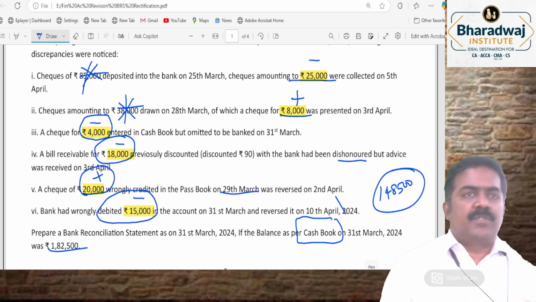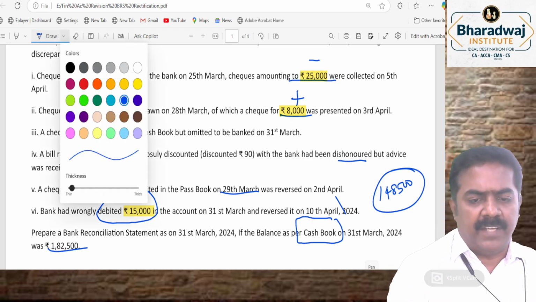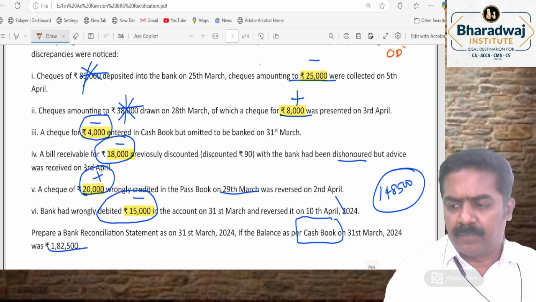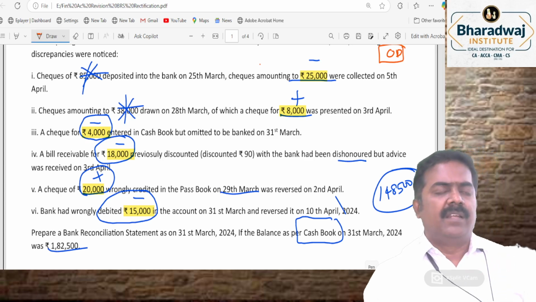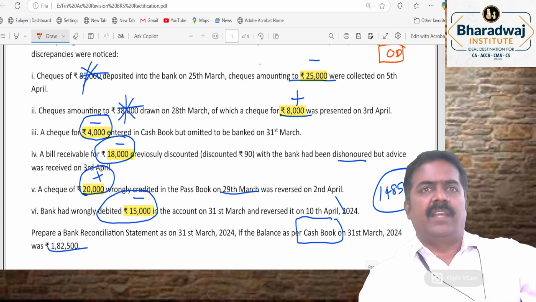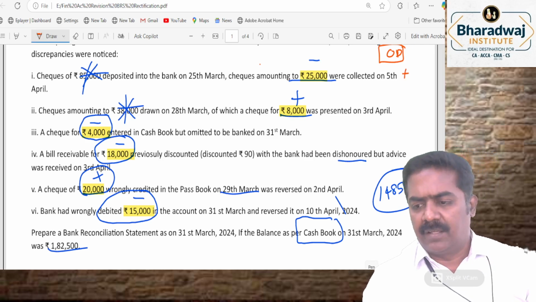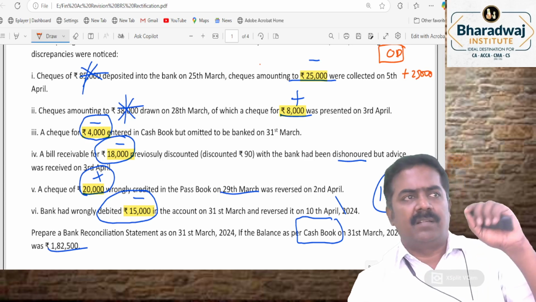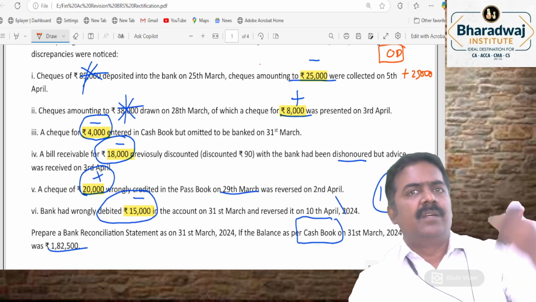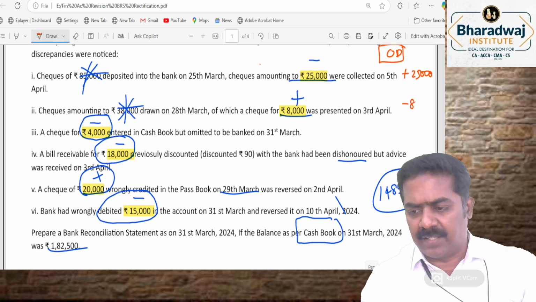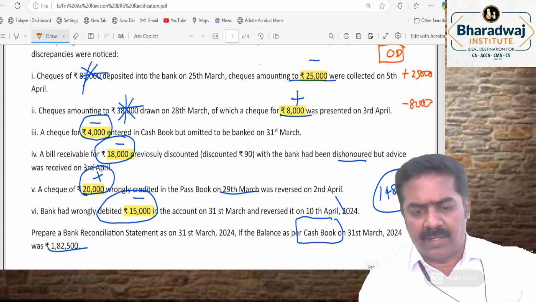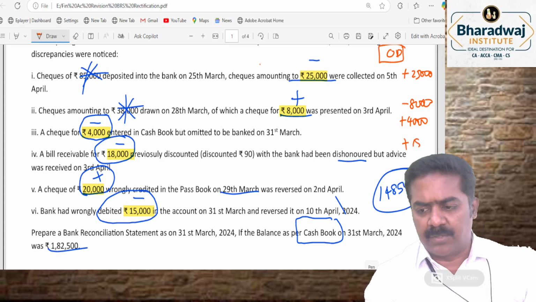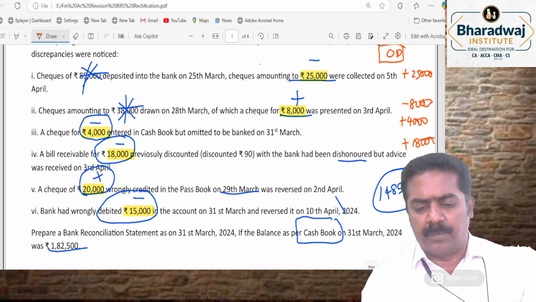Please remember, suppose if they give you OD as a starting point, think everything normal, change the sign. Minus 25,000, think in the normal way. If it is favorable balance, minus. If it is OD balance, do the opposite. This would have been like minus 8,000. This would have been like plus 4,000. It will have an opposite impact on OD. This will be like plus 18,000. If it is OD, just think in the opposite way.